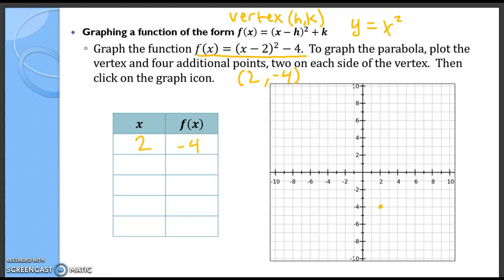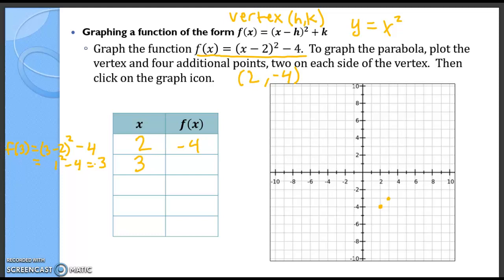The easiest thing to check is a point 2 points to the right and 2 points to the left. So let's plot f of 3. So our x value is 3. I'm going to write it somewhere else actually. f of 3 equals 3 minus 2 squared minus 4. So that's going to be 3 minus 2 is 1 squared minus 4. 1 minus 4 equals negative 3. Sorry, at 3 we're going to be at negative 3.